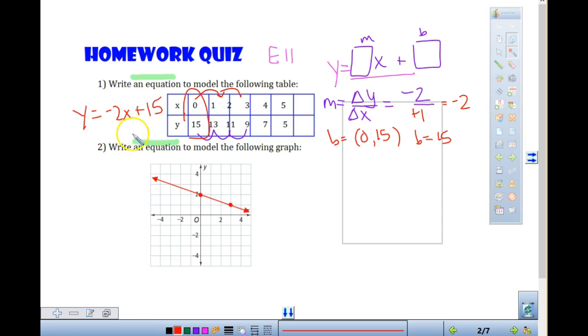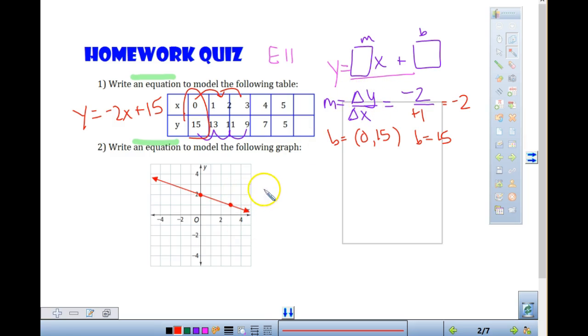I had some people leave off the x and just put y equals -2 plus 15. The most common mistake here was 1/2. Does it make sense that it can't be 1/2? It's the change in y over the change in x, not the change in x over y. People like to look at it and go, yeah, but in this table, x is on top, so I just put x on top here. You can't do that. You have to make sure you look at the variables.